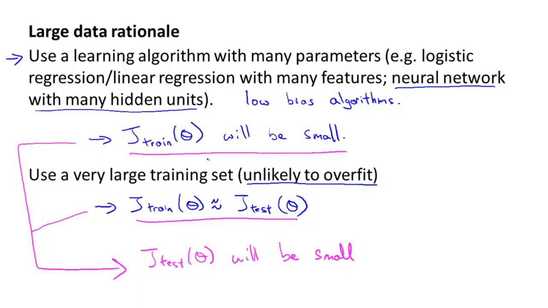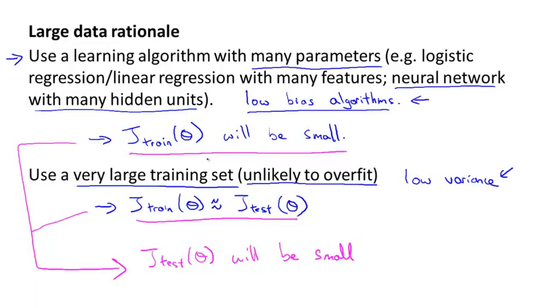Another way to think about this is that in order to have a high performance learning algorithm, we want it not to have high bias and not to have high variance. The bias problem we address by making sure we have a learning algorithm with many parameters, and so that gives us our low bias algorithm. And by using a very large training set, this ensures that we don't have a variance problem either. So hopefully our algorithm will have low variance. It's by putting these two together that we end up with a low bias and low variance learning algorithm, and this allows us to do well on the test set.